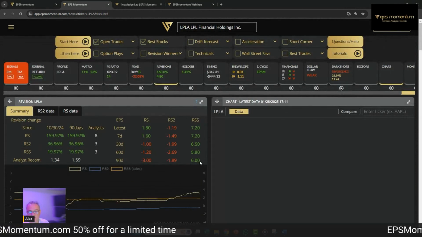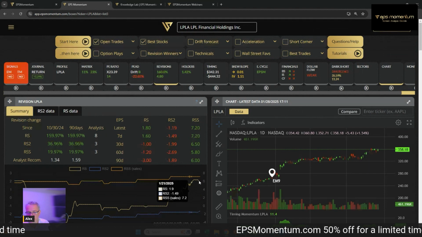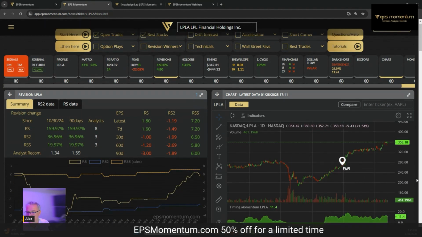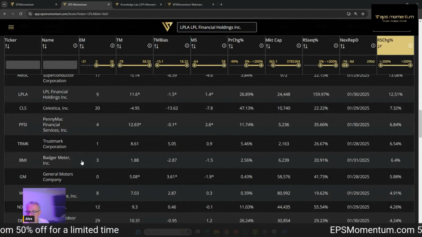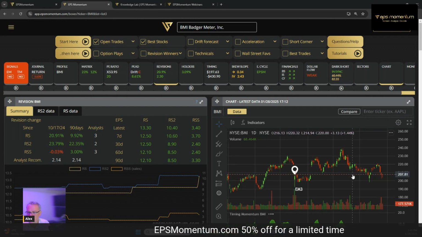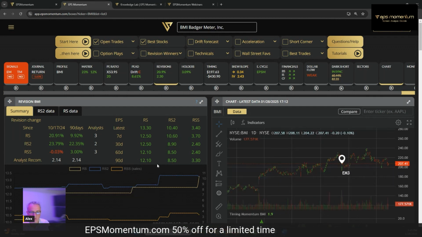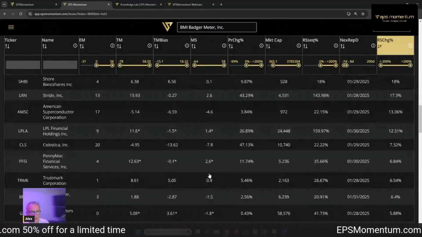So LPL Financials, let's have a look. Great earning revision in the last few days, also positive revision, except that last day. So we had high up there. It's great. What else? We can look at Badger Meter. Yeah, so this is one good one. Badger Meter is up 20% for the revision. So really, really interesting and important.